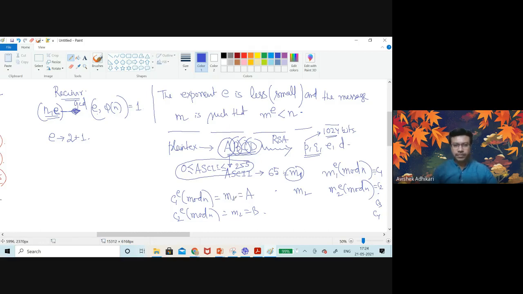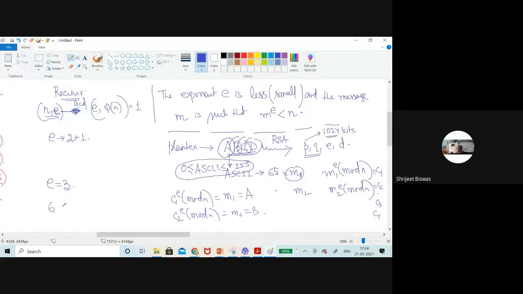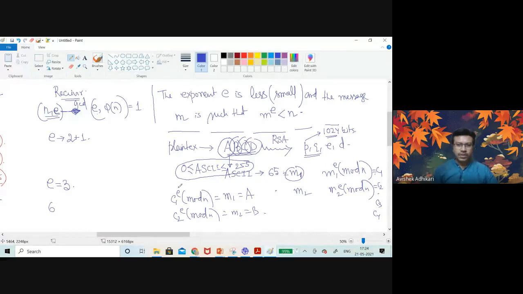Okay. So as you understand, if your value of E is less, for example, say the value of E is 3, then, Sir, would it be C1 to the power E or D? Oh yeah, it should be D. Thank you. It must be D. Yeah, it should be D.